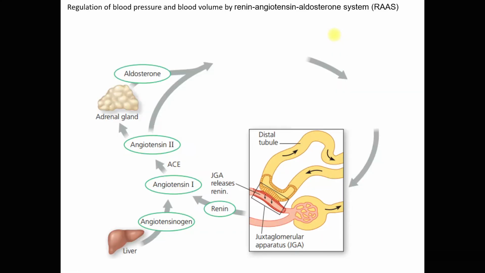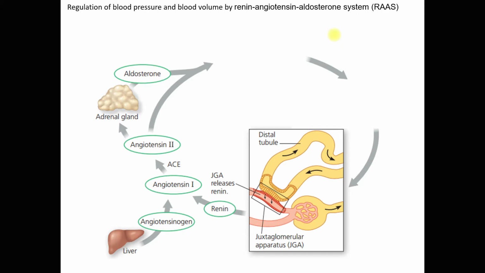So today we continue our lesson with the regulation of blood pressure and blood volume by the renin angiotensin aldosterone system, also known as the RAAS. After this we continue with the regulation of the blood pH as well.